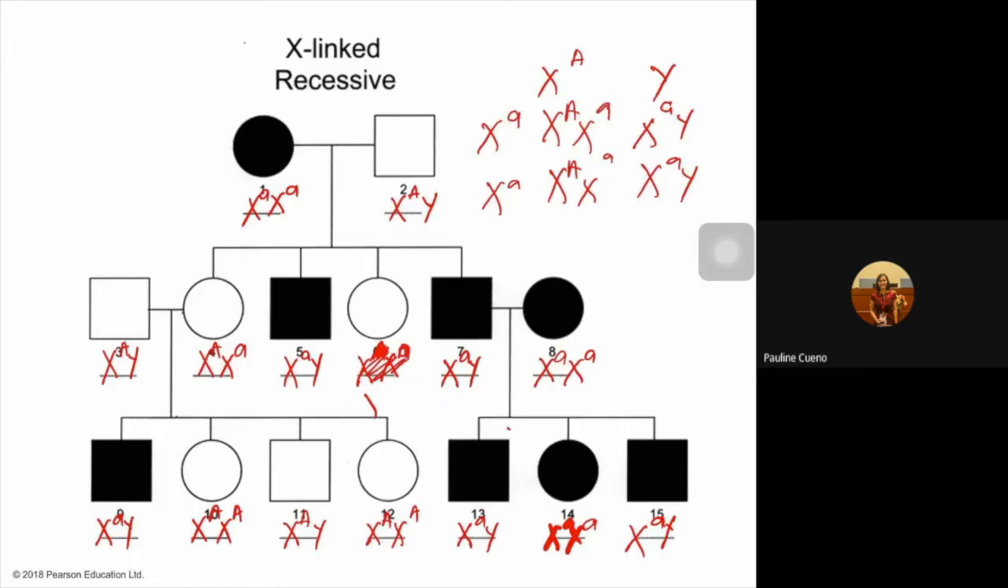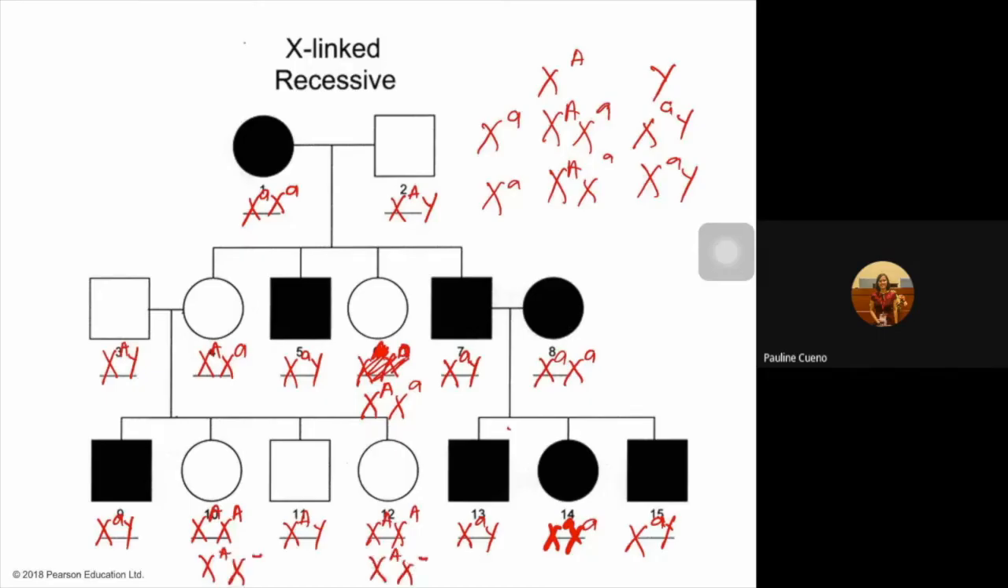X capital A, X small a. For number 10, since there will be two possible genotypes, you specify kung siya is homozygous dominant or heterozygous, or you can just write XA, X blank. Same is true with number 12.